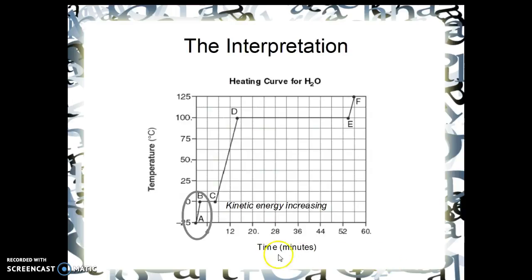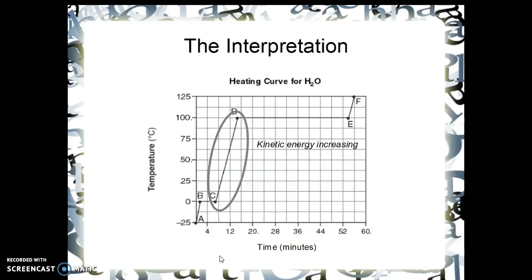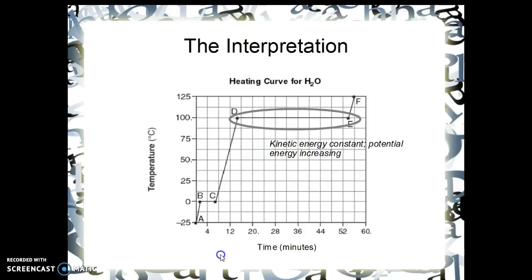This is our interpretation of your warming curve. Here we go. Here, AB, kinetic energy is increasing. The ice is warming up. Here, the kinetic energy is constant. Potential energy is increasing, but kinetic energy and temperature are not increasing. Here, the kinetic energy is increasing, which is measured by the increasing temperature. Here, as the water boils, the kinetic energy is constant, but the potential energy is increasing. And past that, you're just heating up the steam and making the gas molecules go faster.